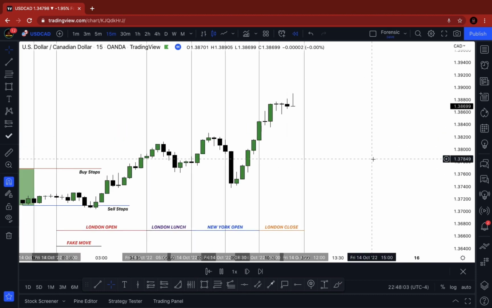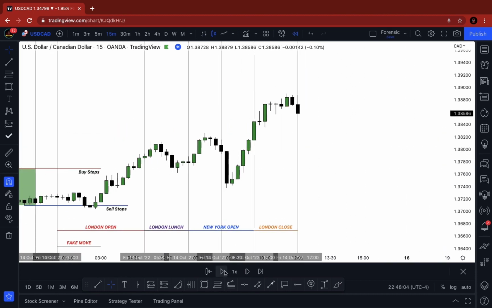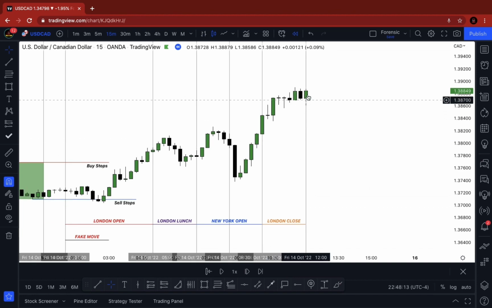And London close, if it's, as you can see, a bullish day, this should post a high of the day. Not every single day does London close give you the high of the day, even though the daily trend is bullish, because it could still create the high of the day after London close or after 12 p.m. It can make the high of the day around 3 p.m., 5 p.m. It's not every single day that it makes the high here.